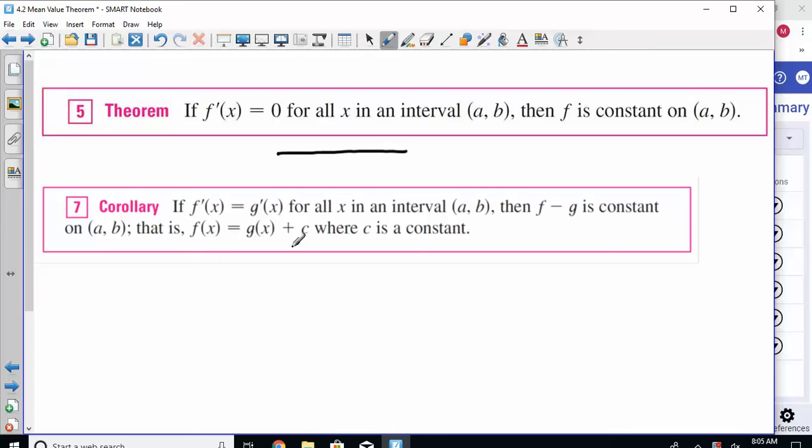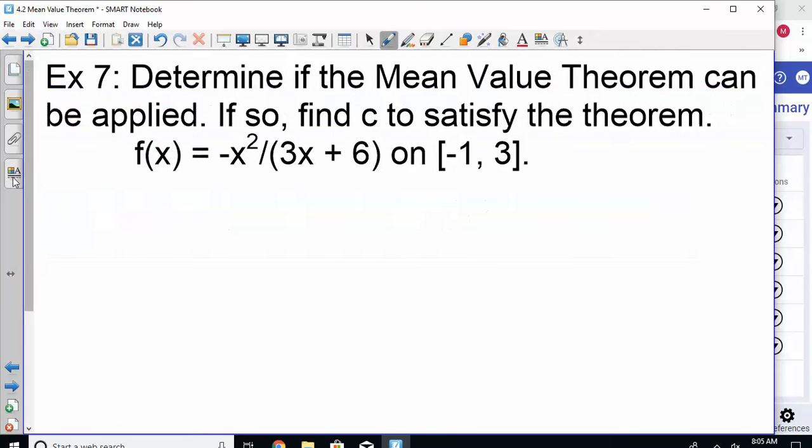That's something we talk about with derivatives. If your derivatives are the same, the only difference could be the constant in your function. You know, x cubed and x cubed plus 5 have the same derivative because the constant has a derivative of 0. I really just want to do this last example.